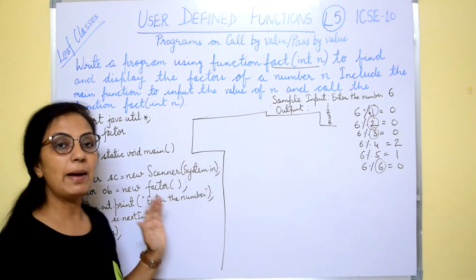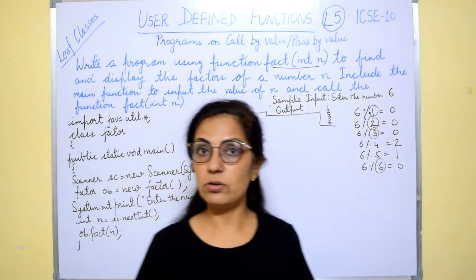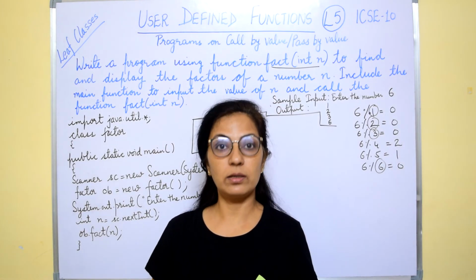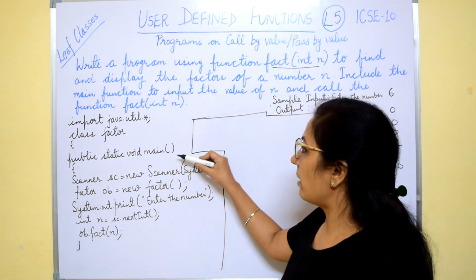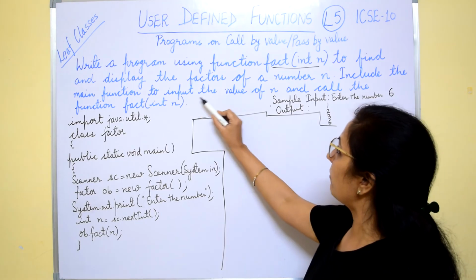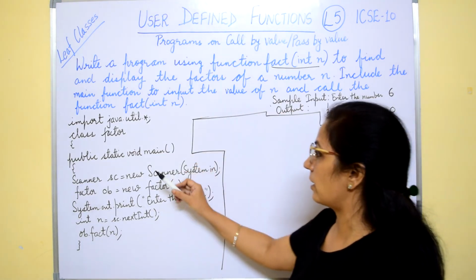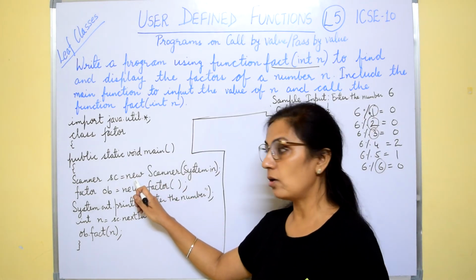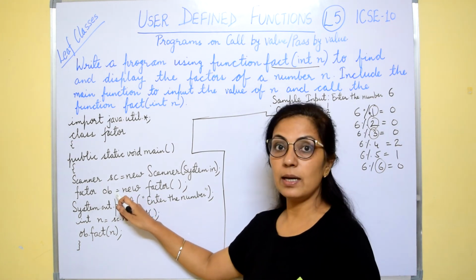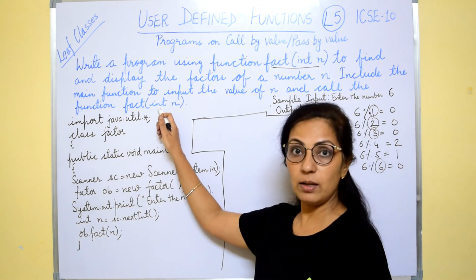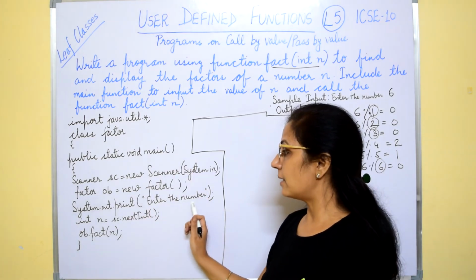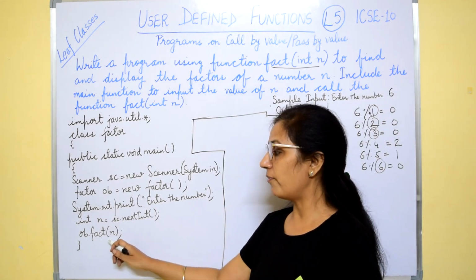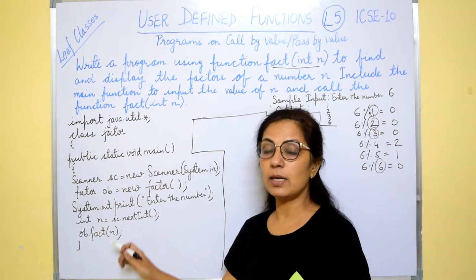Now in this program I have written the main function first. Like I told you just now, there is no rule or compulsion that you have to write main first or the function first. So I have written the main function as per the question: include the main function to input the value of n and call the function. I have used main since we have to input the value. So I have created a scanner object, and we have to create the object of this class so that I can call the fact function. Then I have entered the number, int n equals sc.nextInt. Here ob.fact, and we have called the function using n.